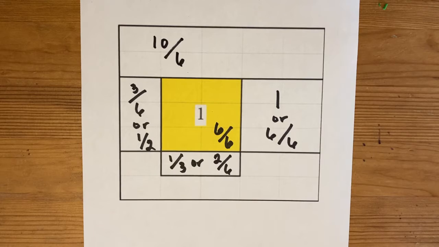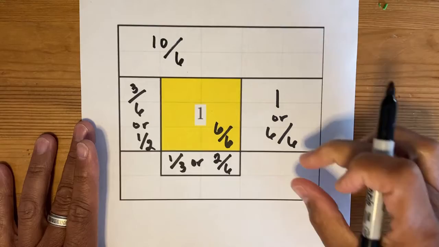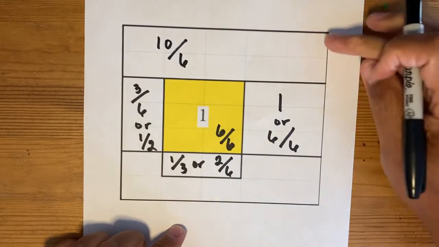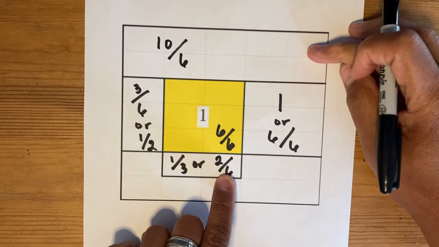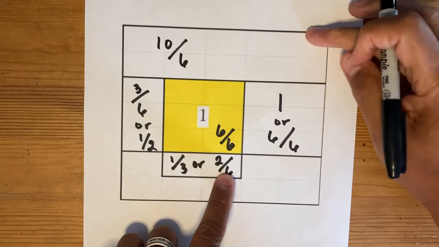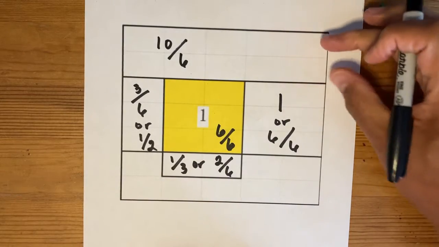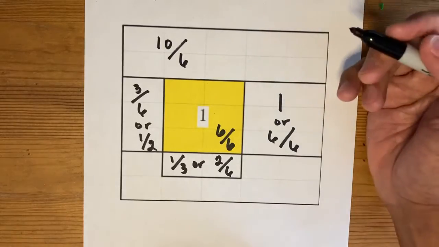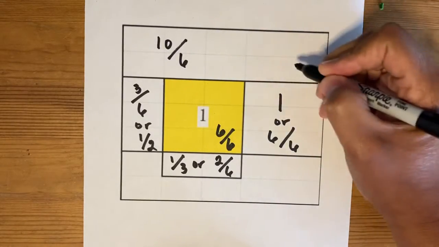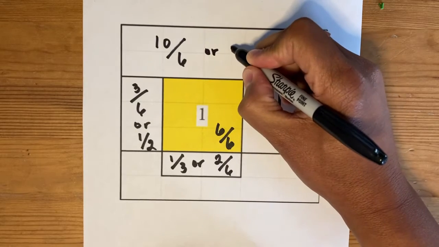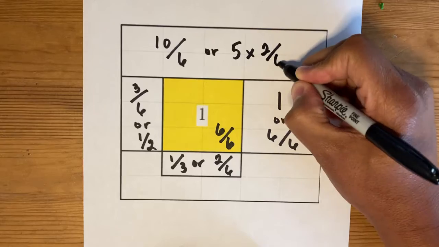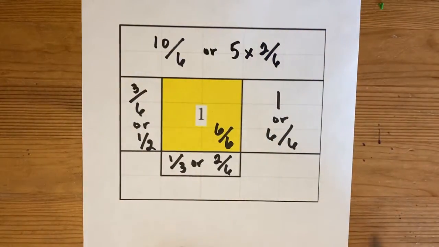I might also have said that here is 2 sixths, which is the same as this here, right? Here are 2 sixths, and there are 5 of them. 1, 2, 3, 4, 5 of these 2 sixths. So I could have said this is also 5 times 2 sixths, which is the same as 10 sixths.